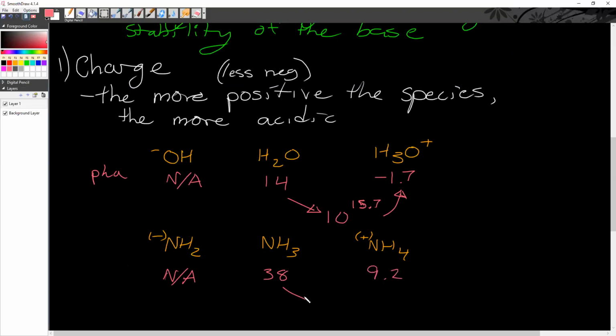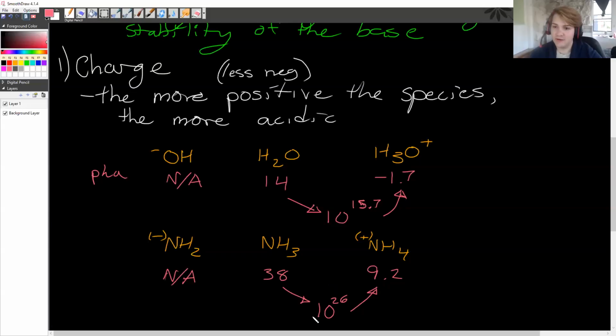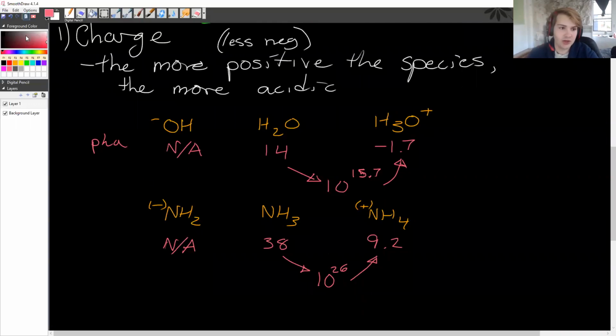9.2. So again, this is a difference of 10 to the 26 times stronger. So we're talking about an increase in strength larger than Avogadro's number. So immense, immense change, right? Huge, massive, okay? So by adding that positive charge, we make it super acidic. I think this makes sense. I don't think we really need to beat this bush anymore.